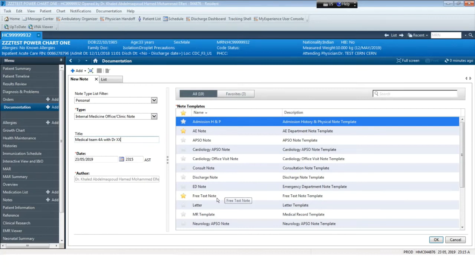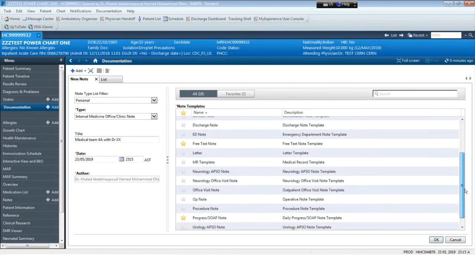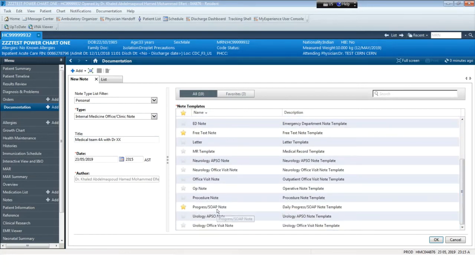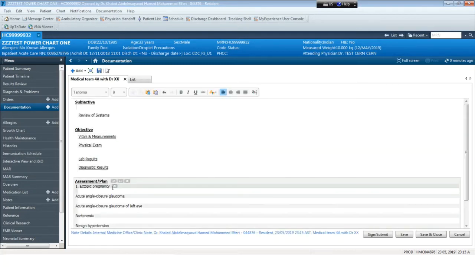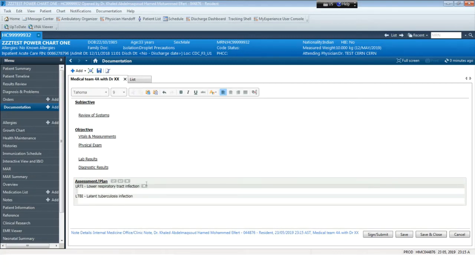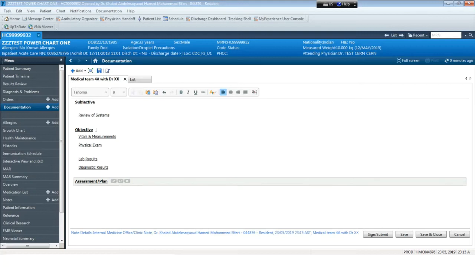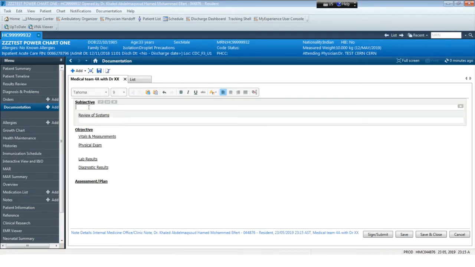Then I have also two options. If I have my own template, I will choose free text note, or I can just choose the progress note of the system itself, which is progress note SOAP. These are auto-populated diagnoses. I will just delete them. So here, subjective, as I will just write here is subjective.